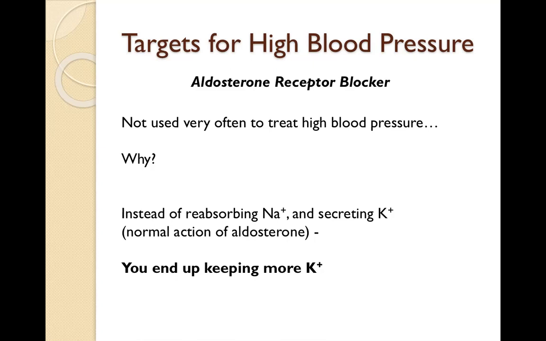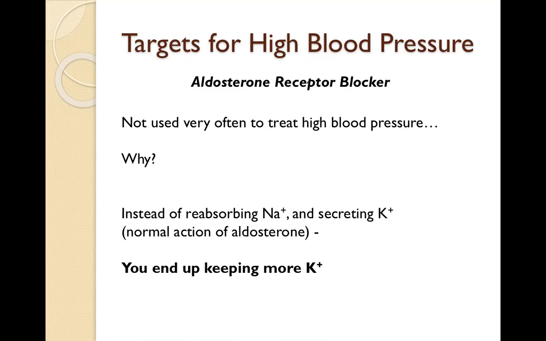In the case of an aldosterone receptor blocker, you're not going to reabsorb the sodium and you're going to hold on to more potassium. So you end up keeping more potassium. And this is actually quite dangerous. Most of your potassium should be inside of your cells. That's where it should be. It should not be in the bloodstream. It should not be on the outside of the cells. It needs to be on the inside of the cells. But using this type of medication can cause the potassium levels to rise.